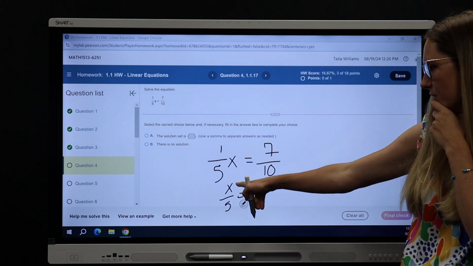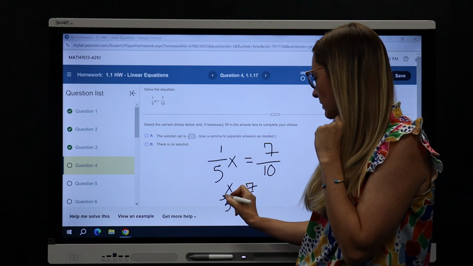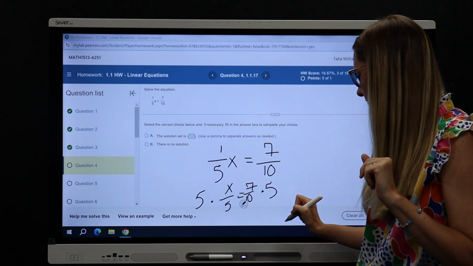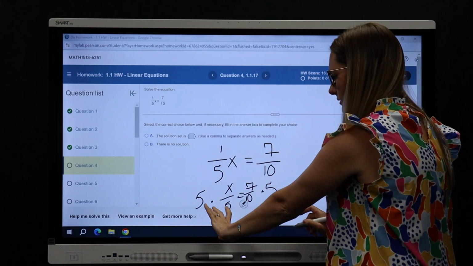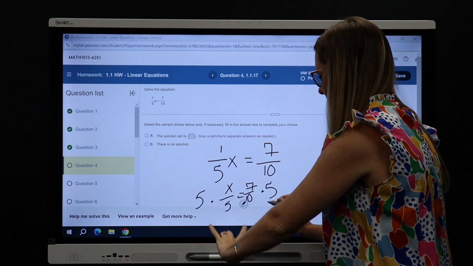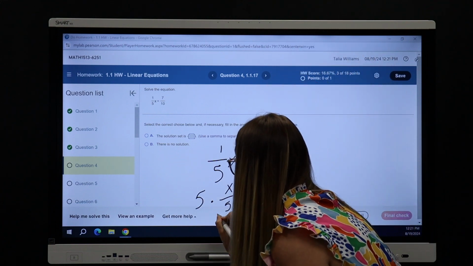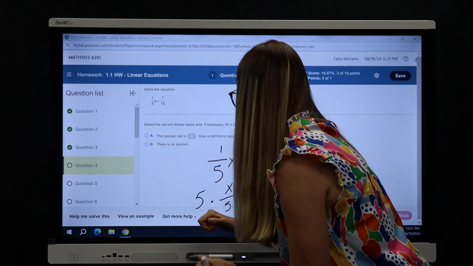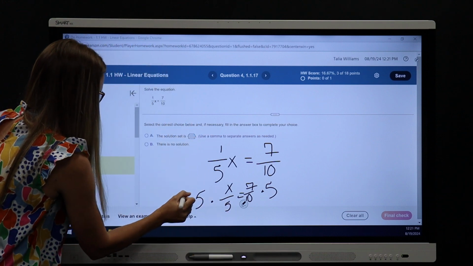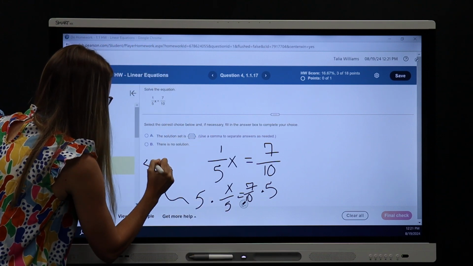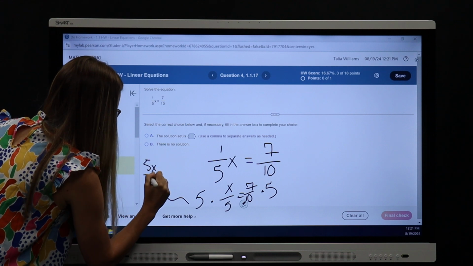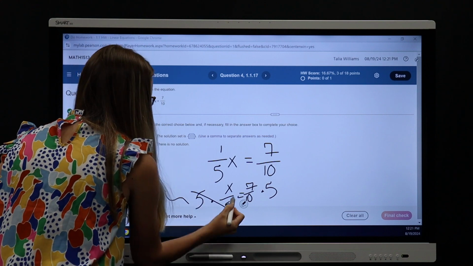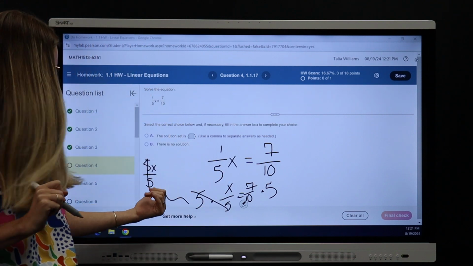So the opposite of dividing by 5 would be to multiply by 5. So I'm going to multiply both sides by 5. And then this would end up being, here I'm going to write it out, 5x over 5. 5x over 5, and 5 divided by 5 is 1. So I'm going to go ahead and do that there, because that's going to turn into this.